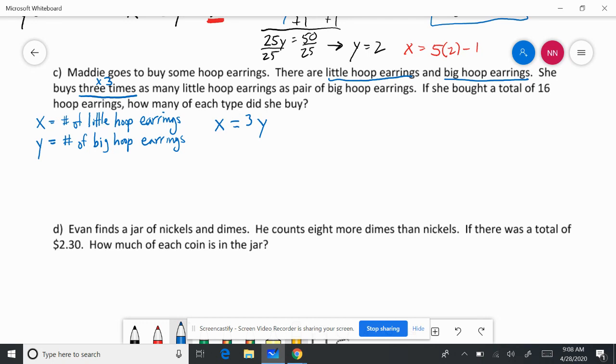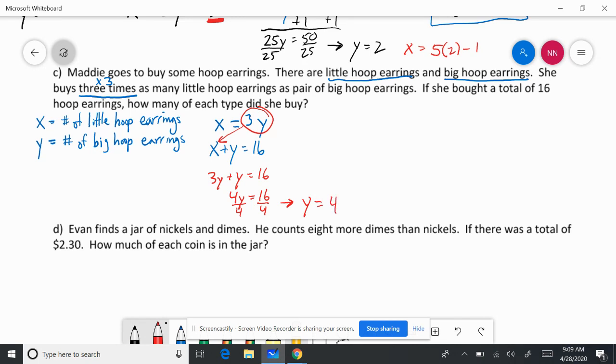Now for the second one, if she bought a total of 16 hoop earrings, meaning X plus Y equals 16. We're going to solve this using substitution. We're going to take the 3y and we're going to plug it in for the x. So we have 3y plus y equals 16, meaning 3y plus y is 4y equals 16. And when we divide it by 4, y is equal to 4.